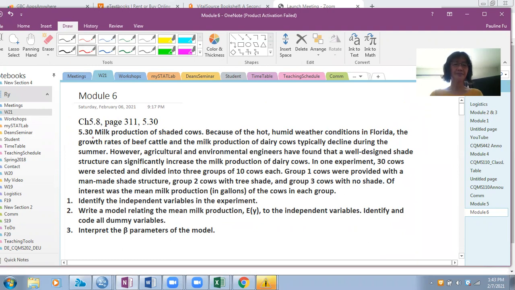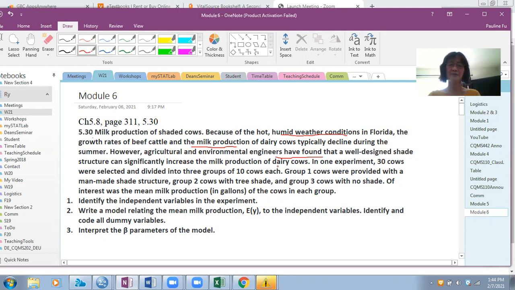Question here. Milk production of shaded cows. Because of the hot, humid weather conditions in Florida, the growth rate of beef cattle and the milk production of dairy cows typically declined during the summer. However, agriculture and environmental engineers have found that well-designed shade structure will significantly increase the milk production of dairy cows.